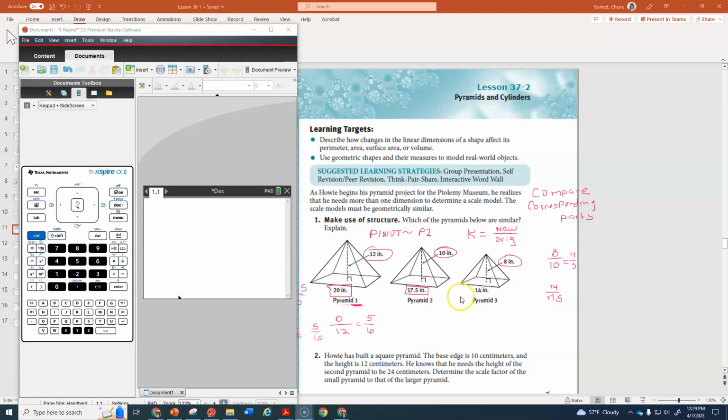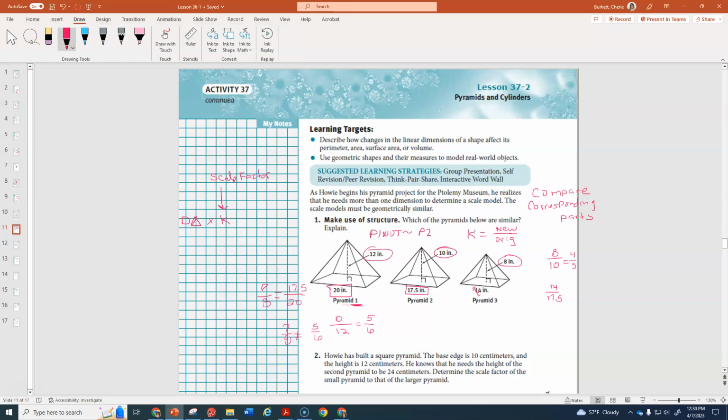I also need to check to make sure that the edge length has the same scale factor, because any dimension from the pyramid 3 should be 4/5 of pyramid 2. So we have to check these dimensions down here, and I didn't put a box around this one. So I put 14 on top, 17.5 on bottom.